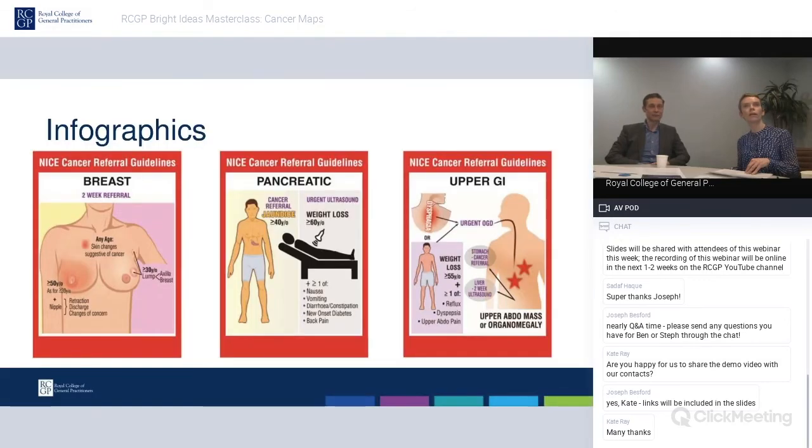And what feedback have you had on the infographics so far? Entirely positive. I've not formally evaluated them yet, but so far so good. I've shown them to a lot of GPs, and there have been a few who have preferred these to the maps. I will say they're different. They're very organ-based, whereas the maps are symptom-based. So it kind of depends how you think about cancer symptoms.